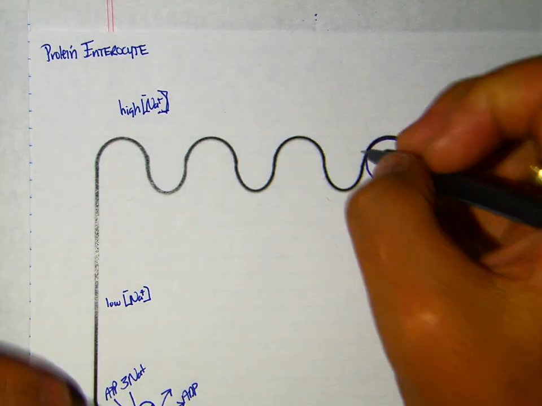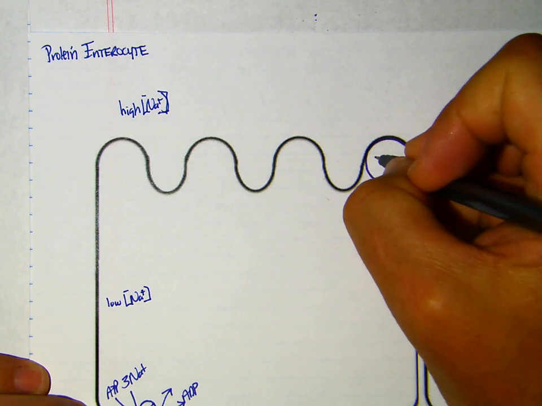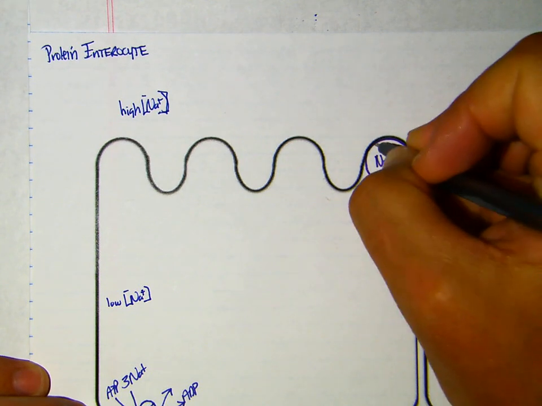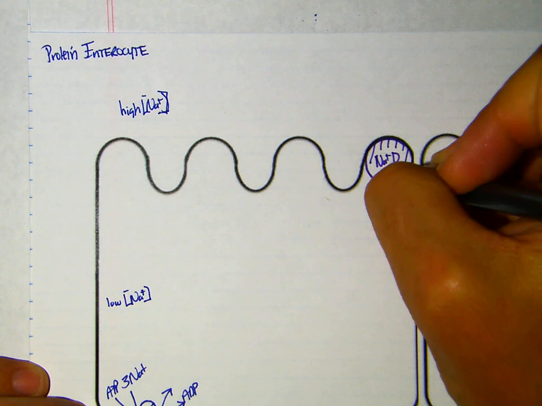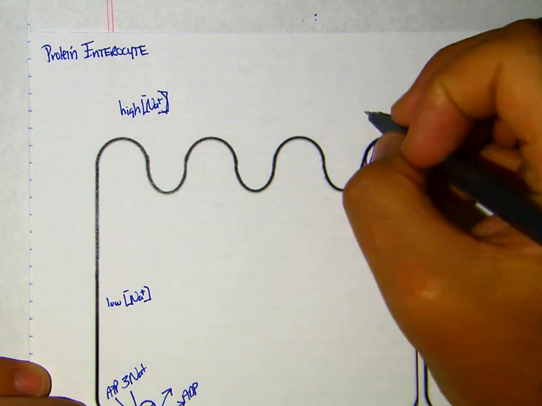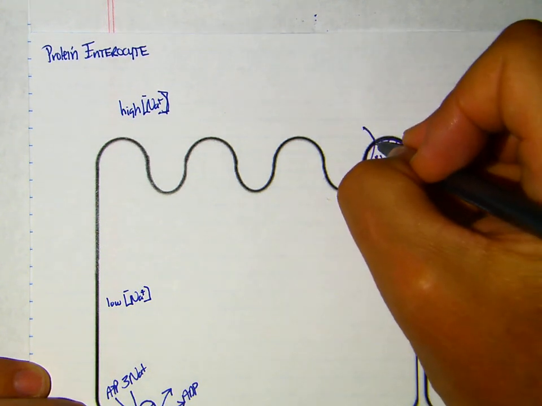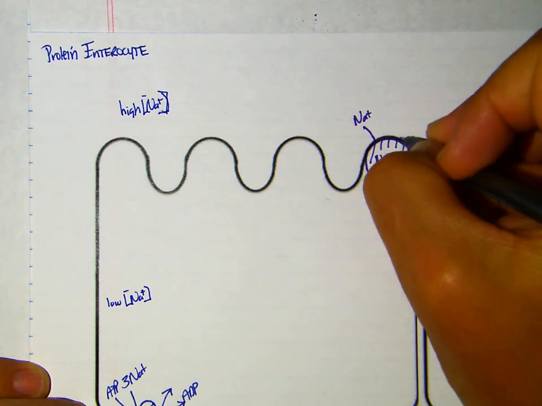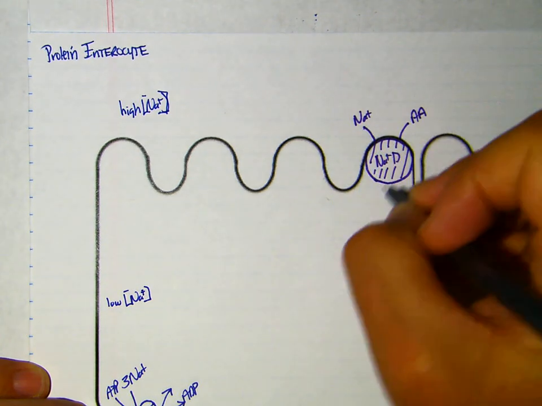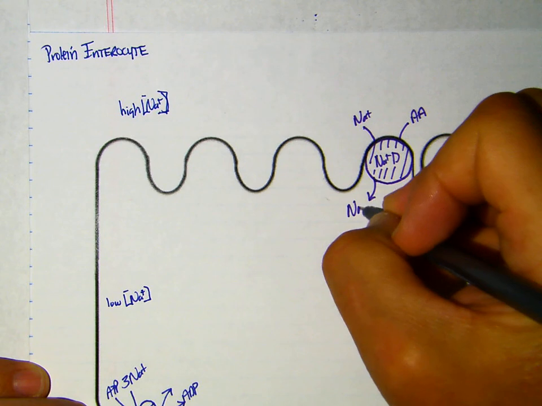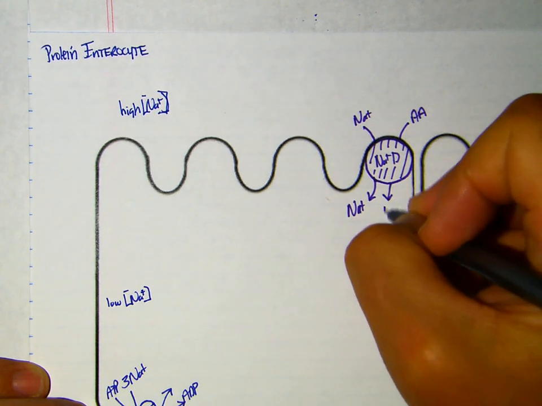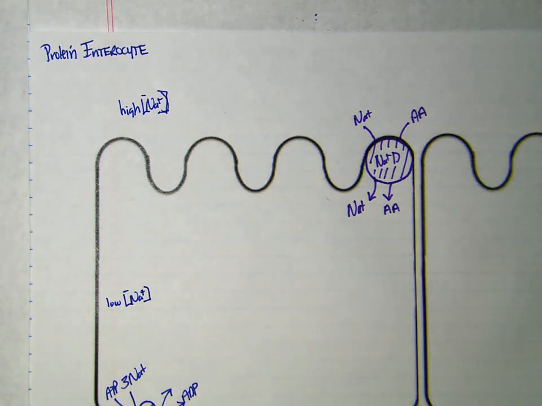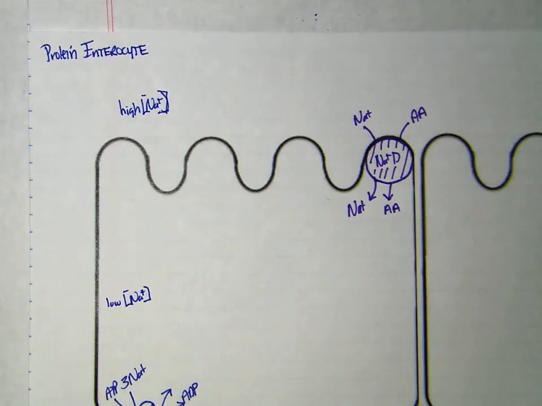Come back over here to our sodium dependent transporter. This is Na plus big D. And what we said is going to happen here is we're going to bind to sodium, and that causes us to bind an amino acid. We release the sodium into the enterocyte, and we release the amino acid into the enterocyte. Okay? So that seems pretty familiar.